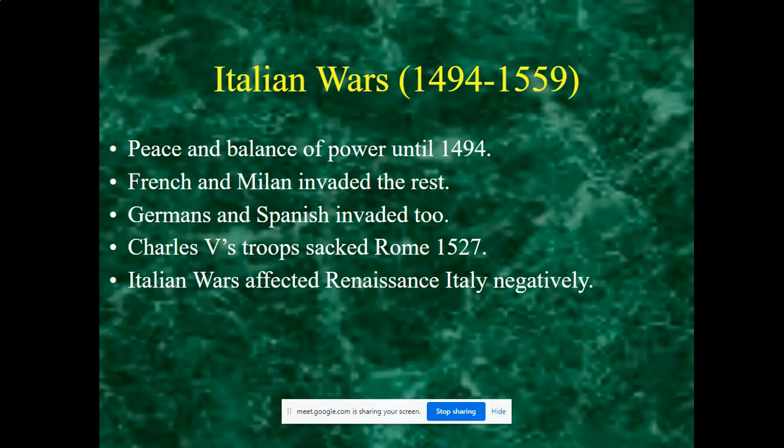The German troops come in, Spanish troops come in. The German king and Spanish king is the same guy. He's bringing his troops in and fighting the French. The emperor at this point, the German emperor, a guy we call Charles V, his troops invade Rome and sack the city. They steal stuff. They kill people. They kind of lay waste to the capital of Christendom. It seems like the end of time.